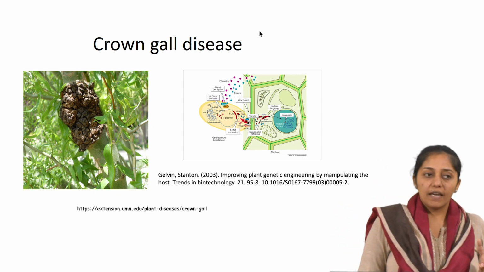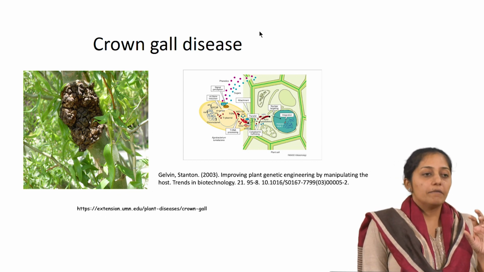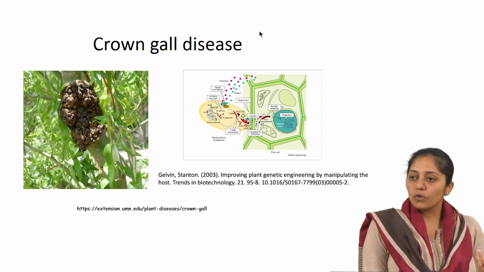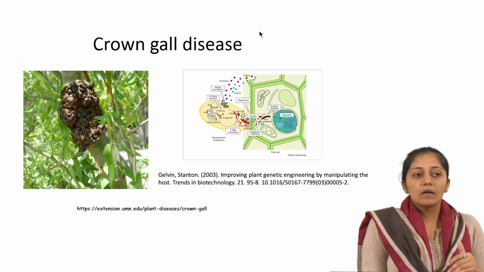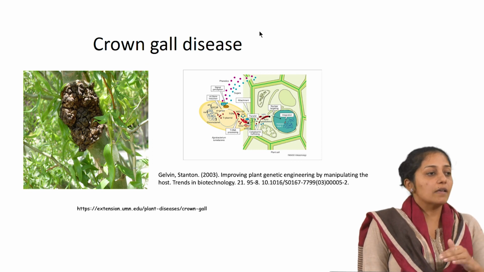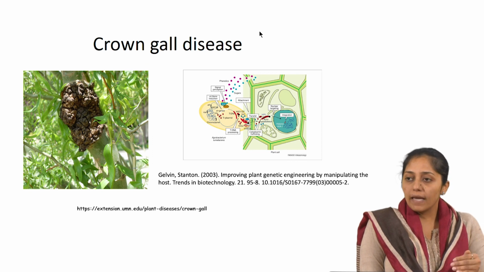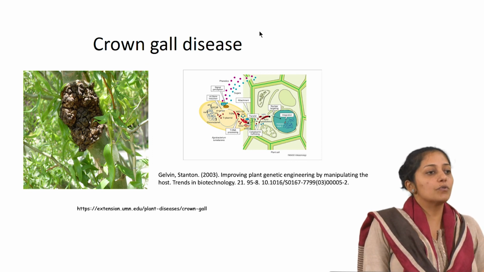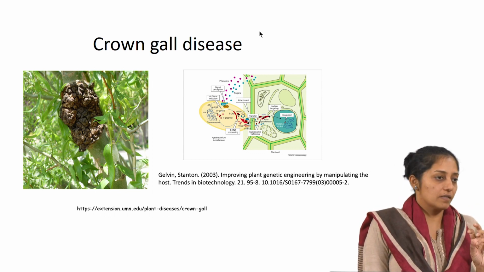Generally the selective agent, and because these are all binary vectors, we were also talking about there are conjugate plasmids and there are non-transmissible plasmids. So for non-transmissible plasmids which are non-conjugate, the facilitation is done using conjugate plasmids. So in that case we use binary vectors.